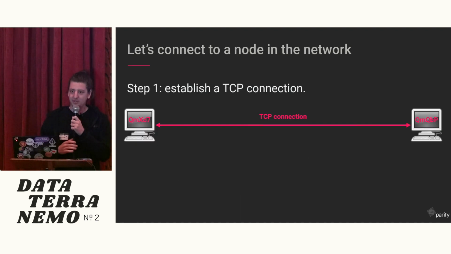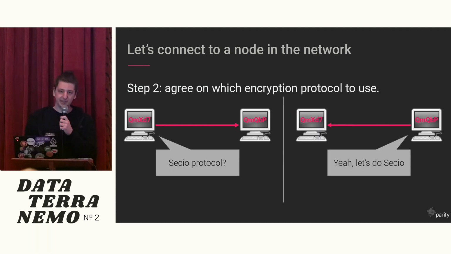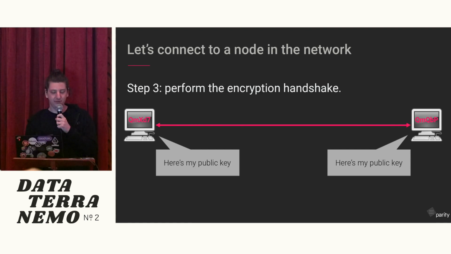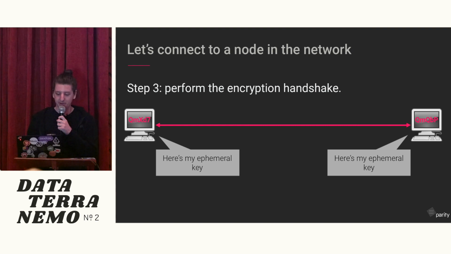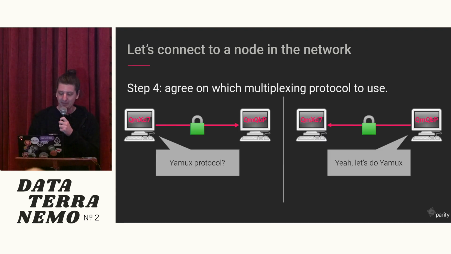So you know about a node you want to connect to. First step, you establish a TCP connection. Second step, you try to negotiate the encryption. We have this protocol in libp2p named Secio. We negotiate it. Do you want to use Secio? Yes, let's do Secio. And then we perform the handshake. It's a traditional TLS-style handshake. Here's your public key, here's your ephemeral key, and boom, everything's encrypted. You derive a key for symmetric encryption.